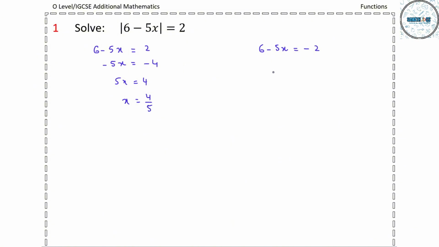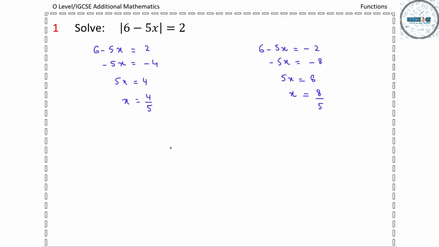In the same way, we can solve this equation. Minus 5x is equal to minus 8. We have 5x is equal to 8. x is equal to 8 upon 5.